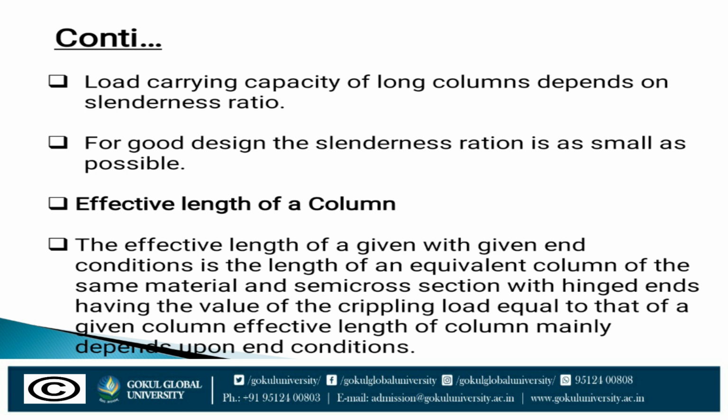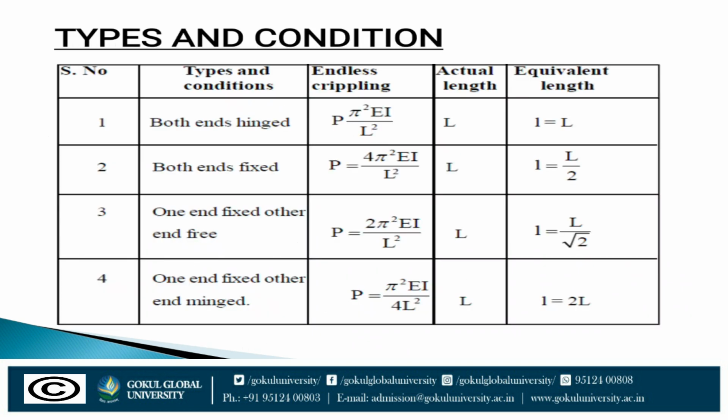Next topic is effective length of the column. The effective length of a given column with given end conditions is the length of an equivalent column of the same material and cross-section with hinged ends, having a crippling load equal to that of the given column. Effective length of a column mainly depends upon the end condition. So there are four types of end conditions on which the slenderness ratio depends.